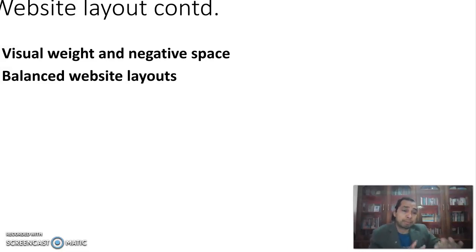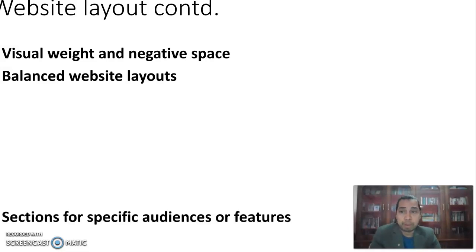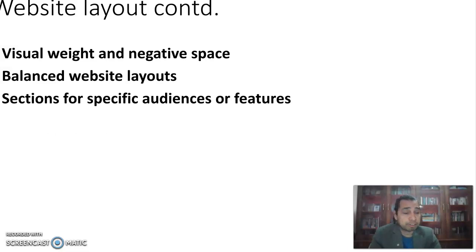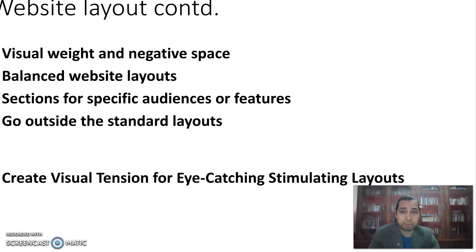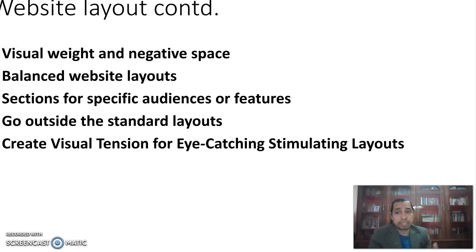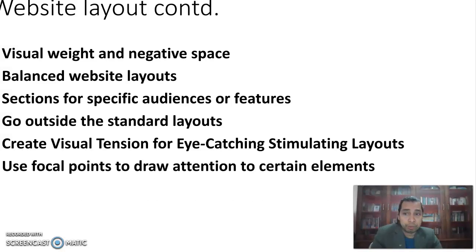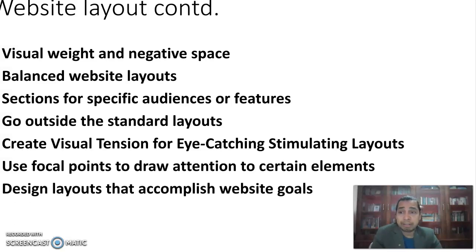So how to place the pictures and the images in contrast to the content, this rule also applies to newspapers as well. Again, sections for specific audiences or features. Again, how much you want the content to be outside the image, and how you want to organize it. Again, how you want to create a visual tension for an eye-catching or stimulating layout. Whether you want to use focal points to draw attention to certain elements, because you might want to highlight certain issues. Perhaps images, or some content or words or ideas.